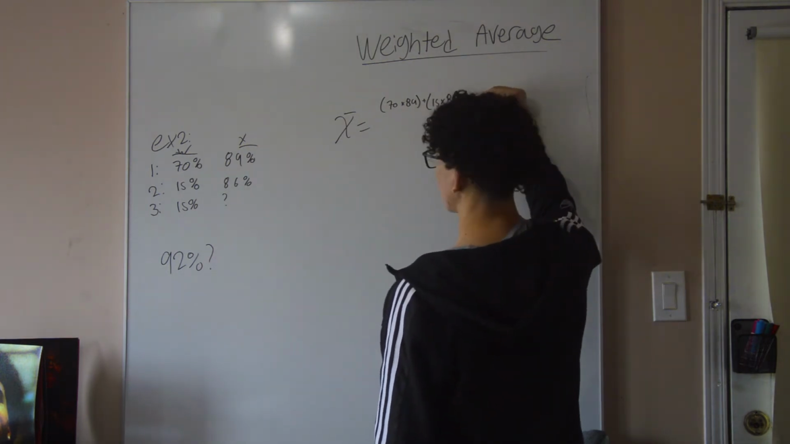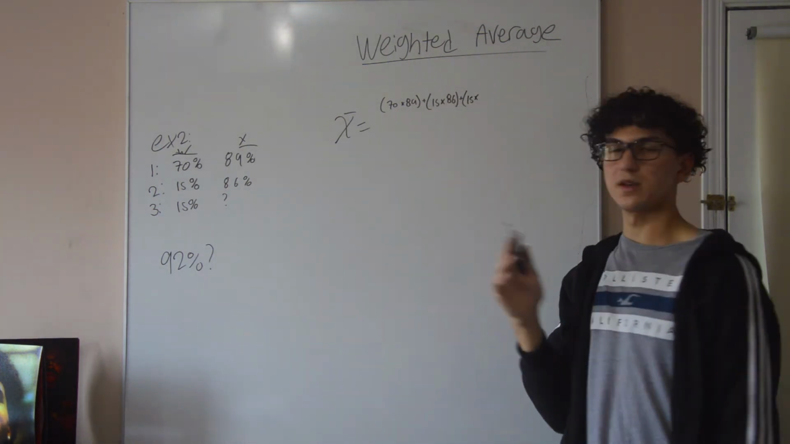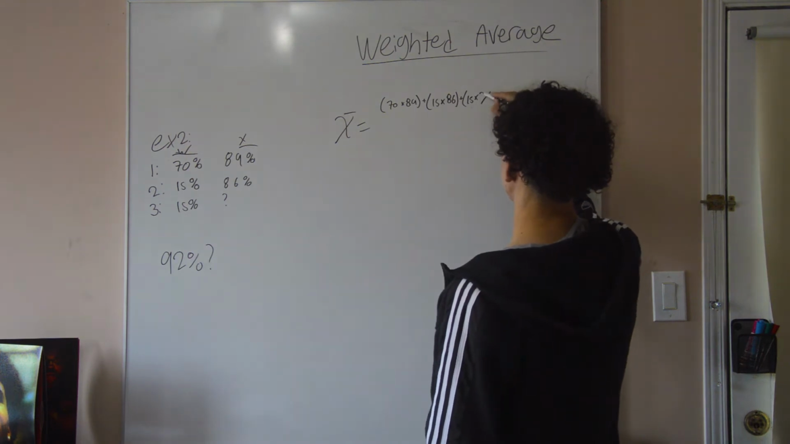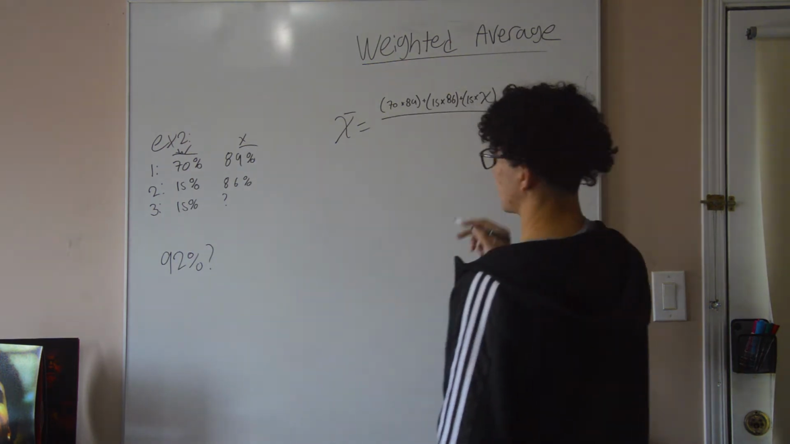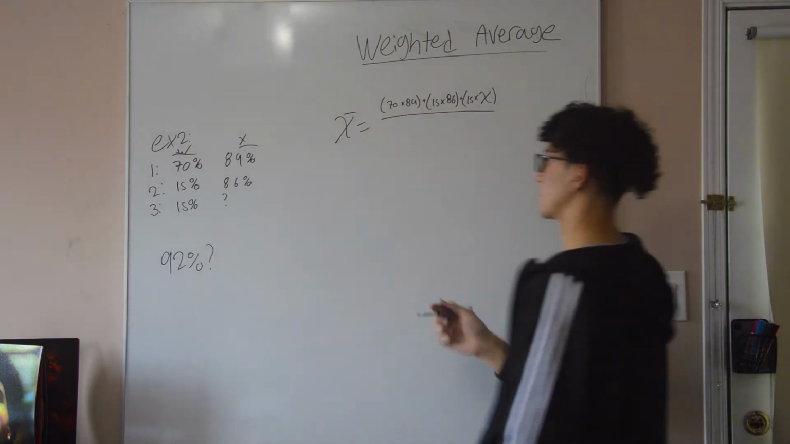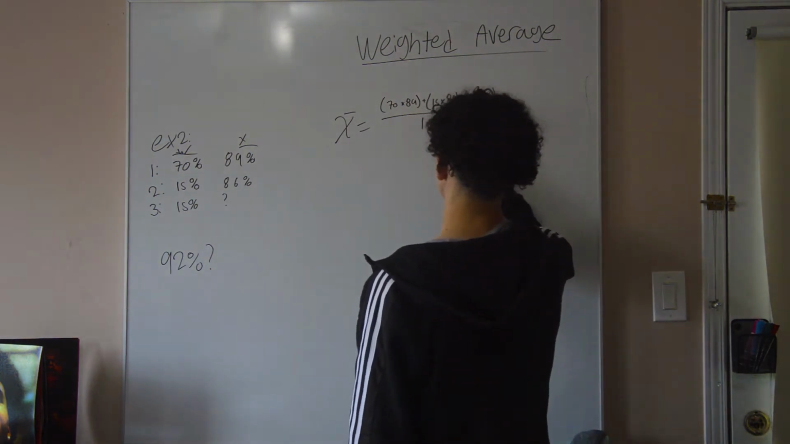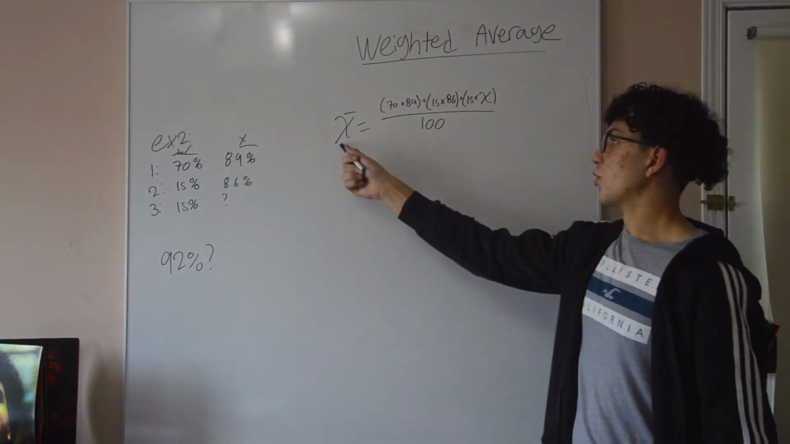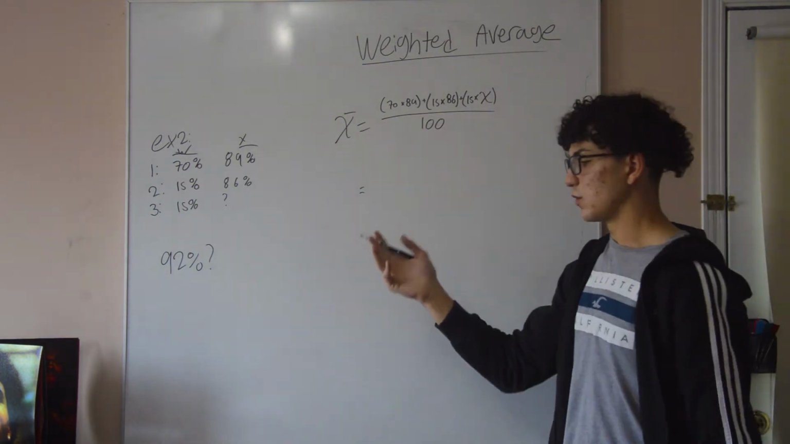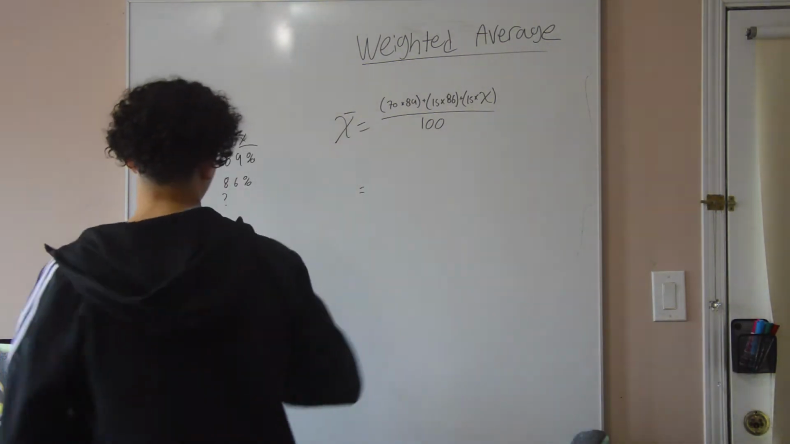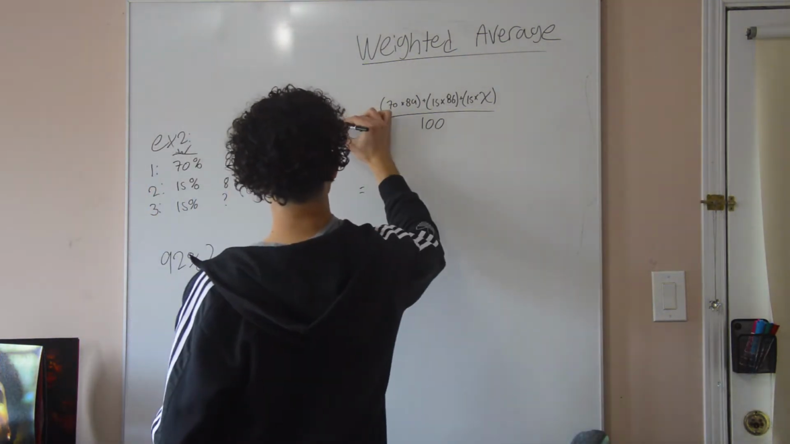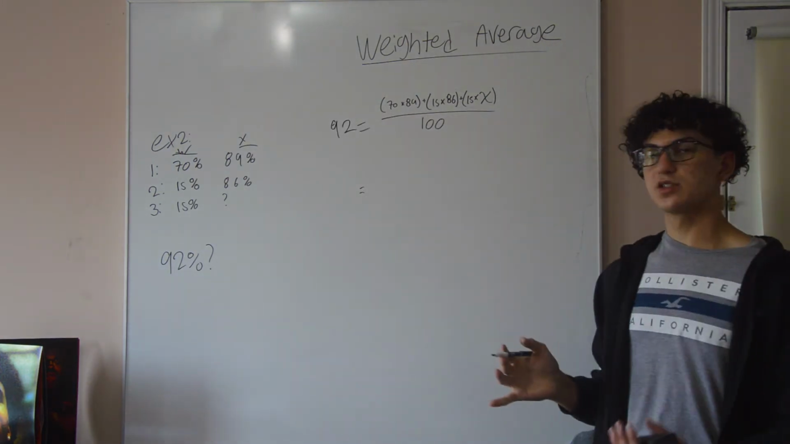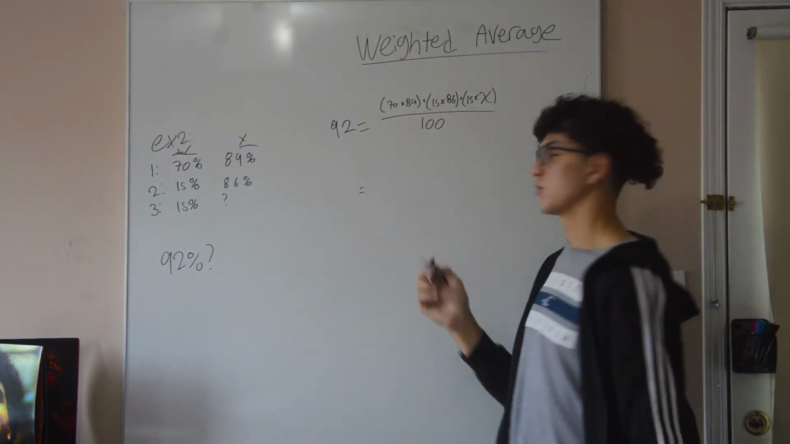plus 15 times, I'm going to use the variable x, X for exam. All this over the sum of the weights. So 70 plus 15 plus 15, we just know it's 100. And we also know what x bar is, or the mean. We want the mean to equal 92. So 92 equals this. And from here, it's just basic math. So multiply 100 by both sides.